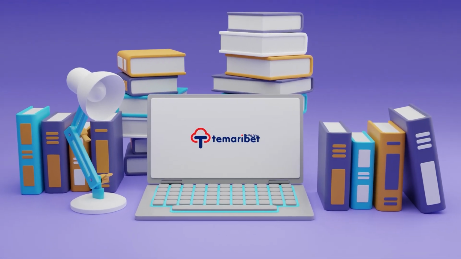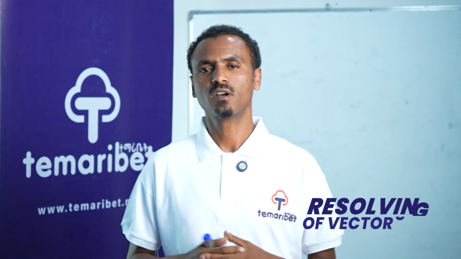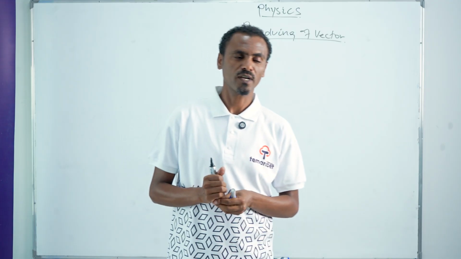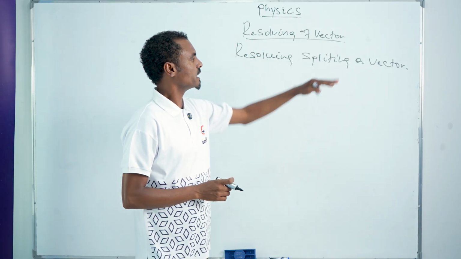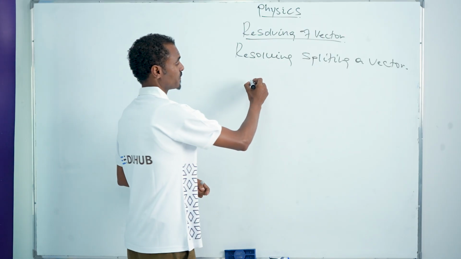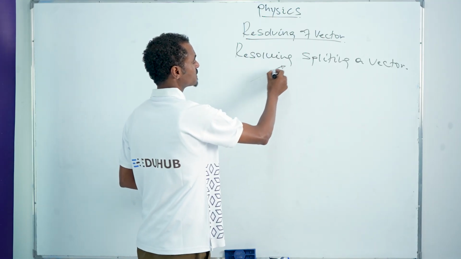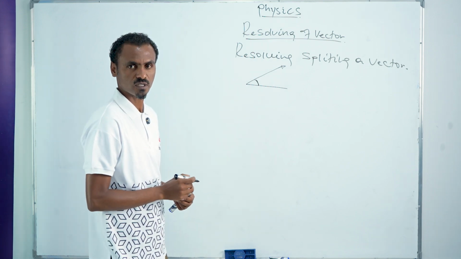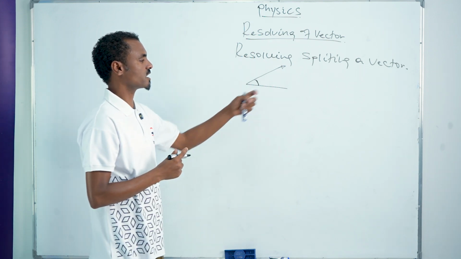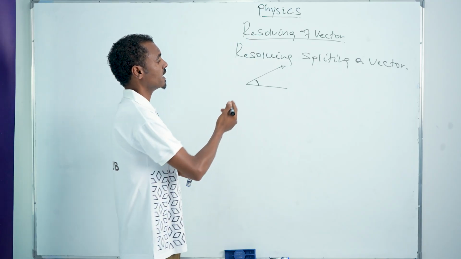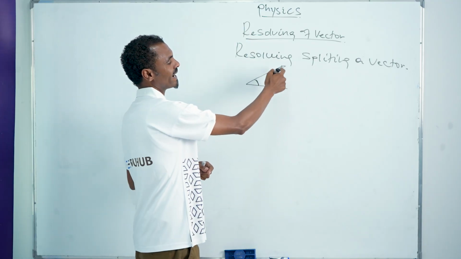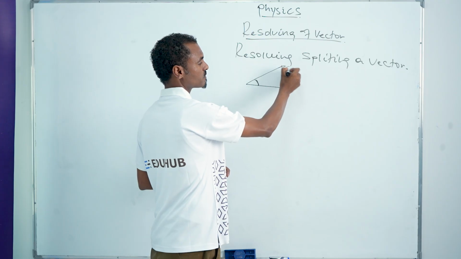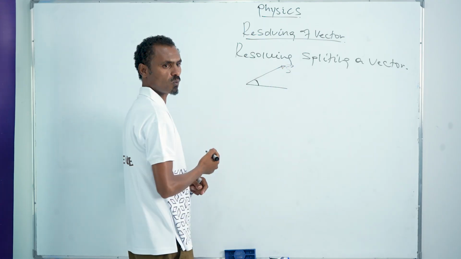Dear students, Temaribet family, today we will see resolving of vector. What does resolving mean? Resolving means splitting the vector. We have a vector that makes an angle, whether with the vertical or the horizontal component. By the way, this is basically known as the component method, because the root vector should be determined by resolving this displacement S to the x-axis and to the y-axis.